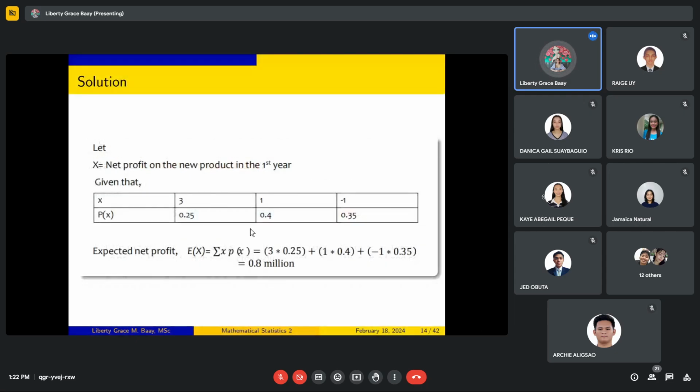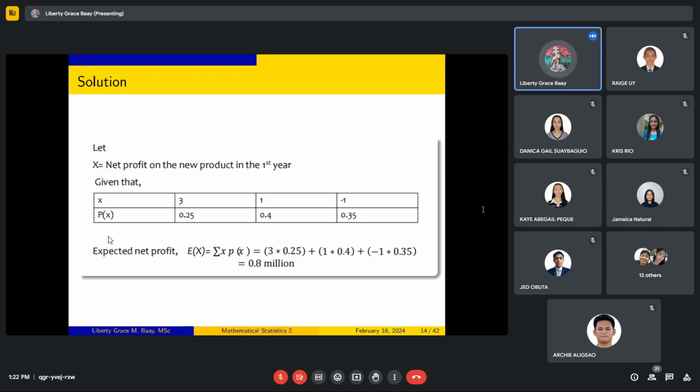So we're going to let x be equal to the net profit on the new product in the first year. So given that, katong kaganina, 3 million if it is successful, the probability is 0.25, and 1 million if it is moderately successful, the probability is 0.4, and lastly, if it is a loss of negative 1 million, the probability is 0.35.